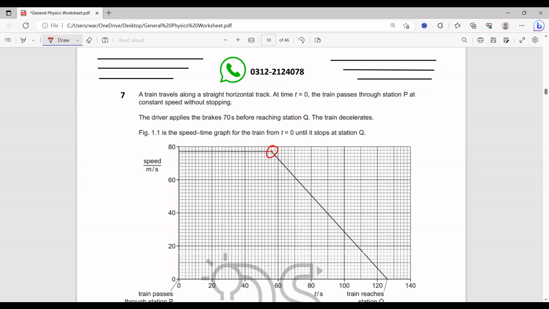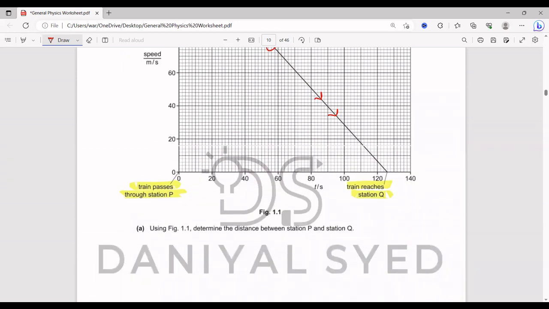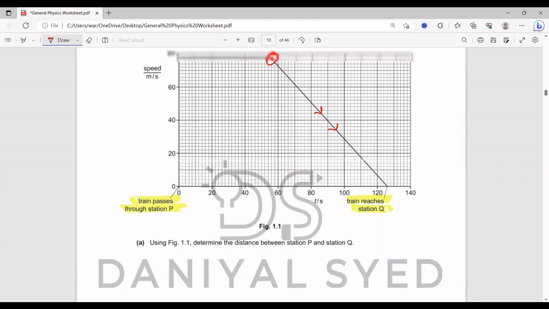Now, the train reaches station Q. But you have to study the diagrams or the graphs also, because the graphs and diagrams given in each and every question are of great importance. The train decelerates when the brakes are applied. This graph shows the deceleration. This is the speed-time graph. Now use figure 1.1 to determine the distance between station P and Q.